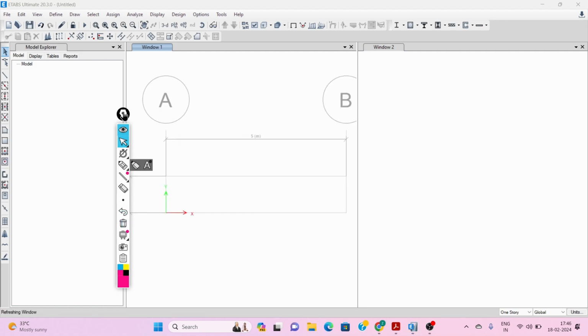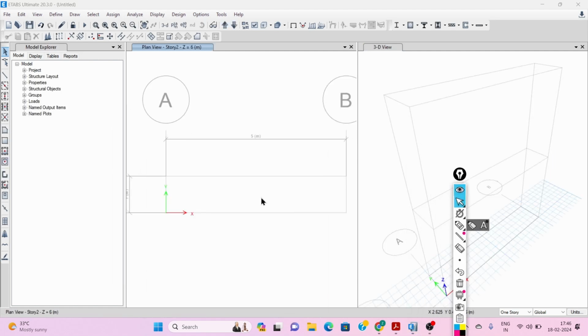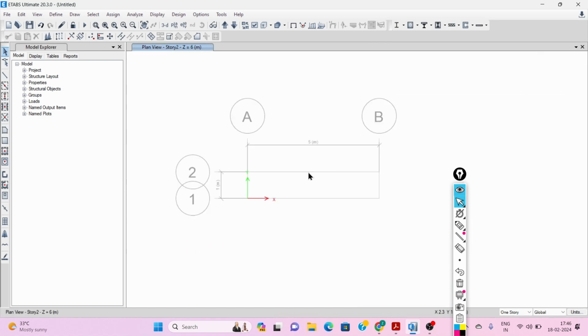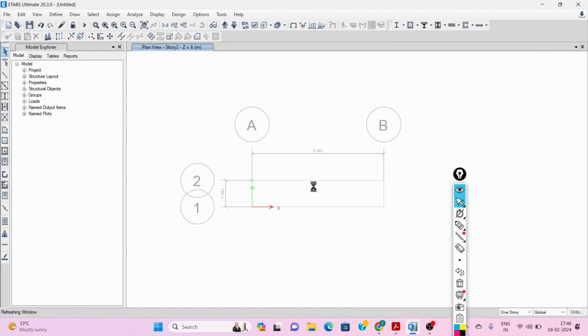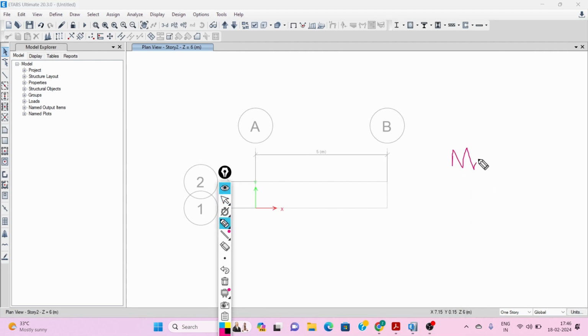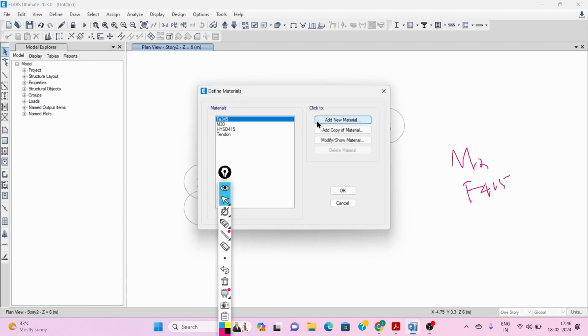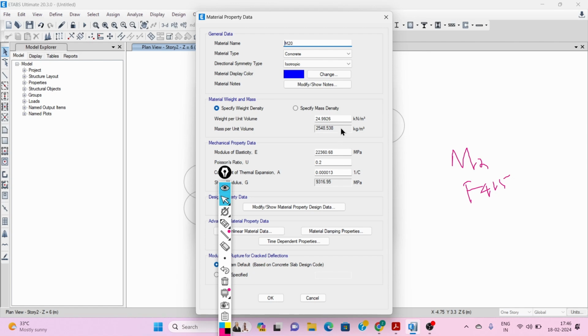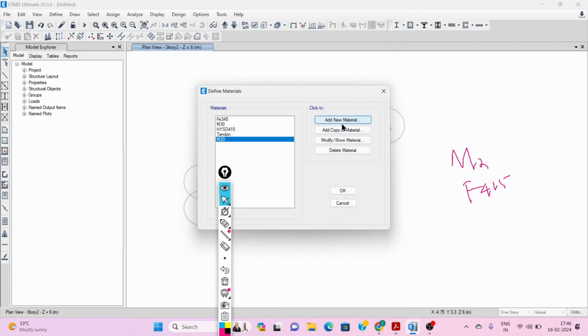Here, this is the plan view. Here, first thing we need to take the material M20 and Fe415. Just go to define material properties, add new material, Indian concrete. Here M20 grade. Just click on OK. Density will be 25 kN per meter cube.